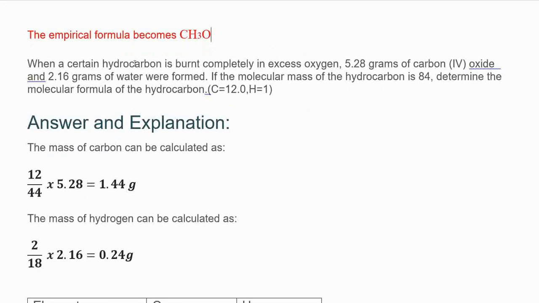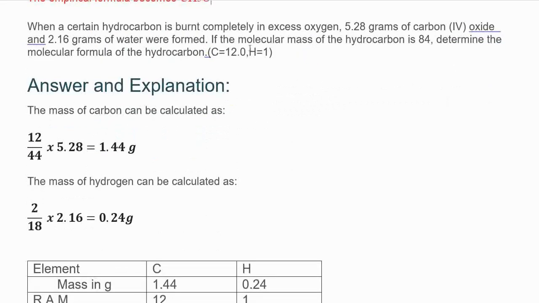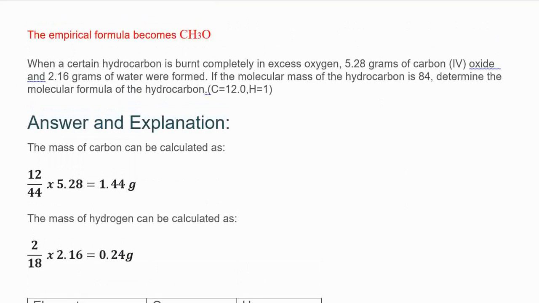When a certain hydrocarbon is burned completely in oxygen, 5.28 grams of carbon dioxide and water were formed. If the molecular mass of the hydrocarbon is 84, determine the molecular formula of the hydrocarbon. Now here we want to calculate the molecular formula, but we have the molecular mass. Our molecular mass is here. That is very easy to do.